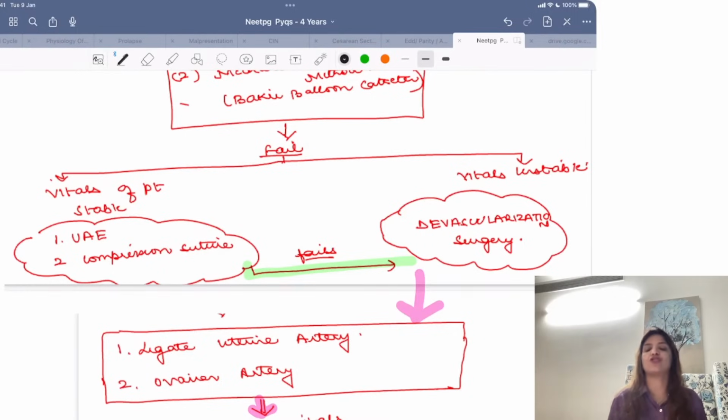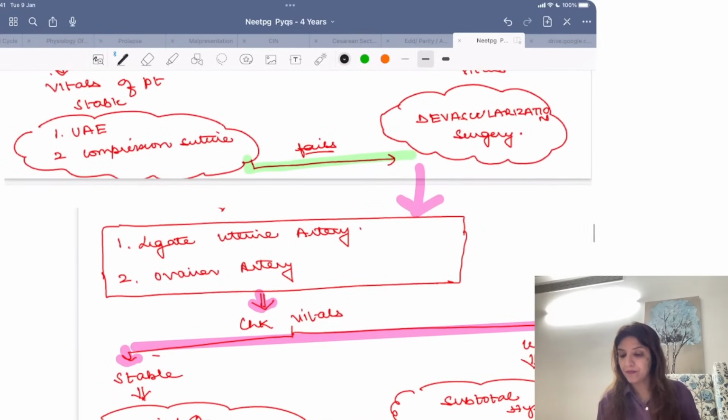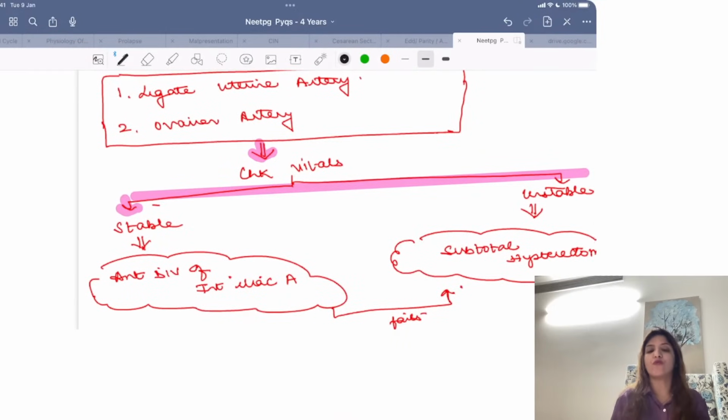In devascularization surgery, you are going to ligate uterine artery, you are going to ligate the ovarian artery, and you are going to check the vitals of the patient. Now, if the bleeding continues and vitals of your patient are stable, go ahead with ligation of anterior division of internal iliac artery. But if the vitals of the patient are unstable, right, then in that case, do not go ahead with ligation of the internal iliac artery, because that is going to take some time and your patient's vitals are unstable. Quickly go for subtotal hysterectomy.